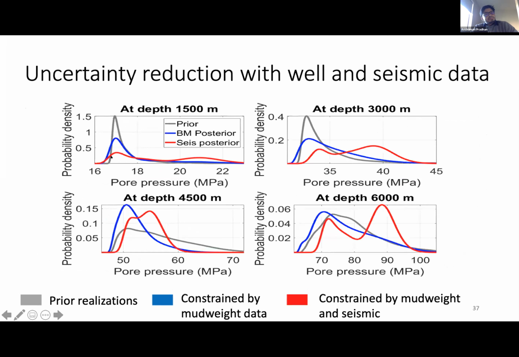And you can see that the gray again is the prior, blue is the well, and the red is the seismic data. You can see that as we go deeper, something interesting happens. Your seismic data says that your lower pressures are not possible, so you don't have hydrostatic pressures anymore. Rather, it says that we have a higher probability of seeing overpressured zones, right? So the seismic data possibly identifies the existence of overpressured zones. In contrast, the well data is not informative away from the well location, and it still says that hydrostatic pressures are possible, but seismic data rules that out.